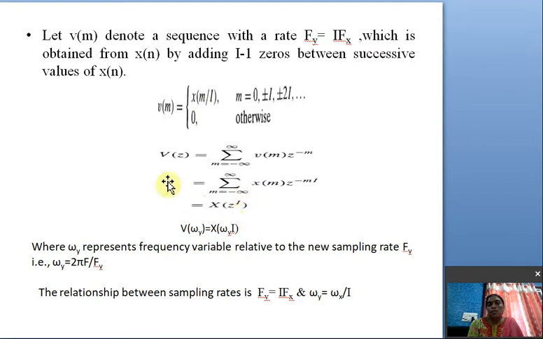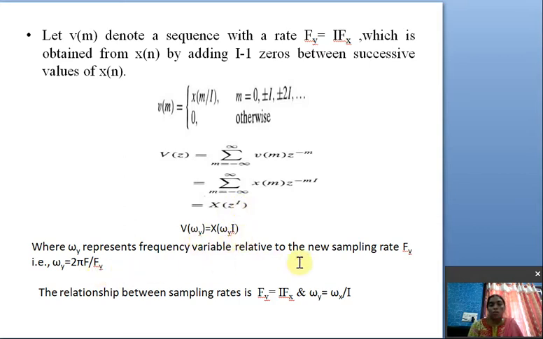So V of z is equal to the summation of x of m z power minus m I. This is nothing but z power I whole power minus m. That's why in the place of z, we have z power I. So this is equal to x of z power I. Now if you place e power j omega y, I am simply taking it as omega y. So V of omega y is equal to x of omega y into I. Actually it is e power j omega y, but that is denoted simply as omega y. That's why omega y is equal to omega x into I.